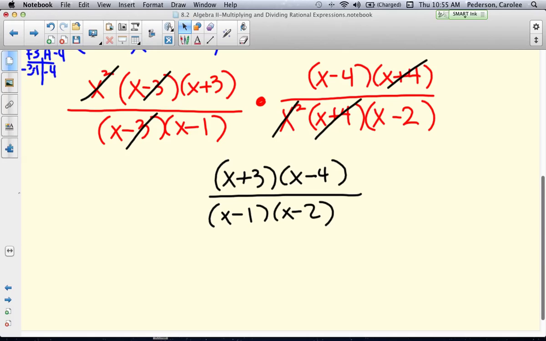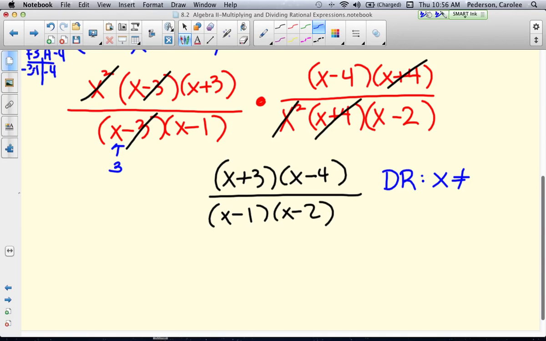And then the domain restrictions, x cannot equal. If I substitute a 3 into here, if I substitute a 1 into there, I substitute a 0 in there, a negative 4, and a 2. So the domain restrictions would be x cannot be 0, 1, 2, 3, and negative 4.